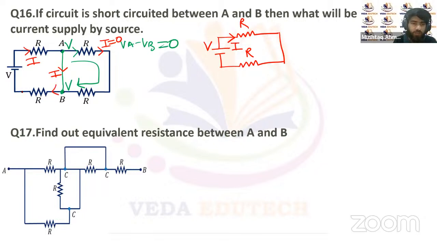And the same current will flow like this, right? So this will be the path of the current, and there will be no current along this path. So the net current drawn by the battery will be V upon 2R, right? So this will be the net current drawn by the battery.